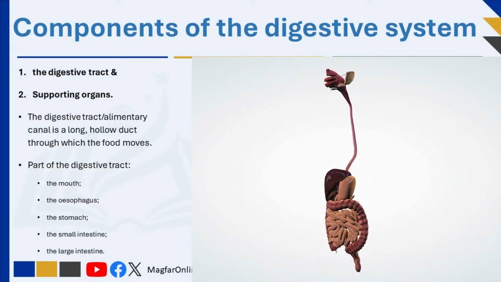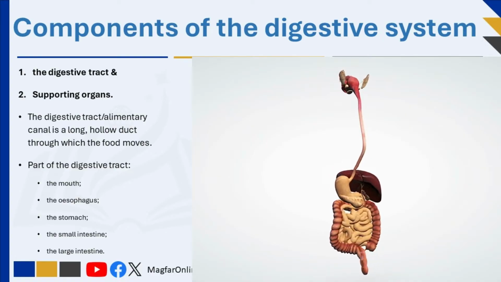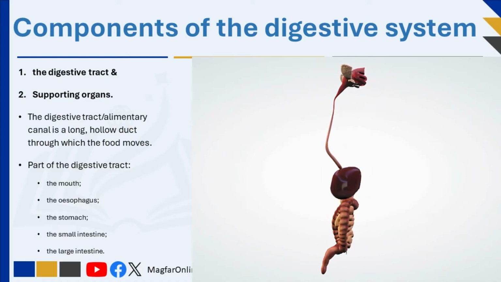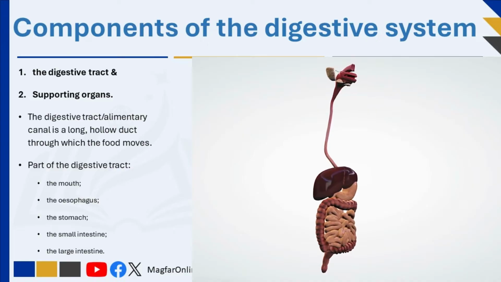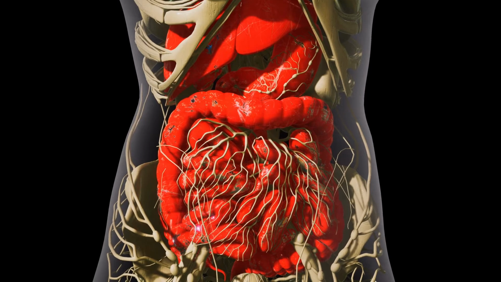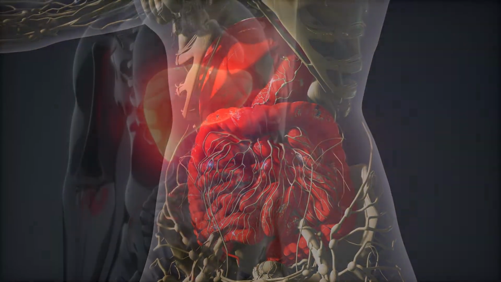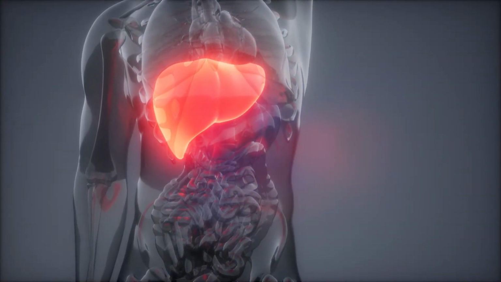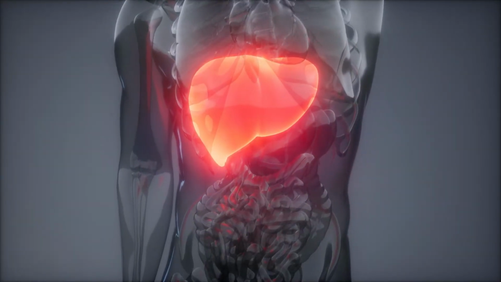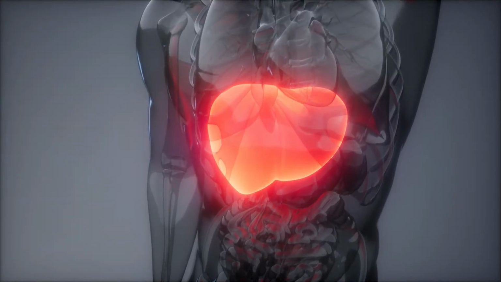The following organs form part of the digestive tract: the mouth, the esophagus, the stomach, the small intestine, and the large intestine. The supporting organs help with the process of digestion and include the teeth, the tongue, the glands, the liver, and the pancreas. The teeth and tongue help with mechanical digestion. The glands include the liver, pancreas, and salivary glands. These produce and store chemicals called enzymes that break food down chemically.